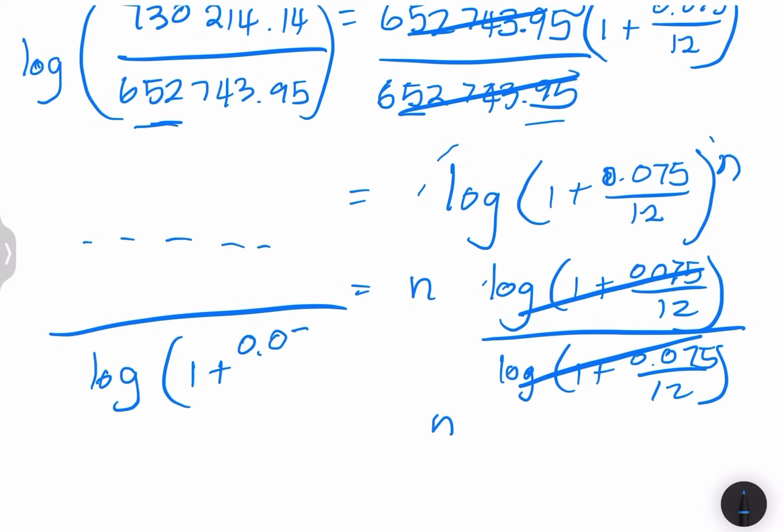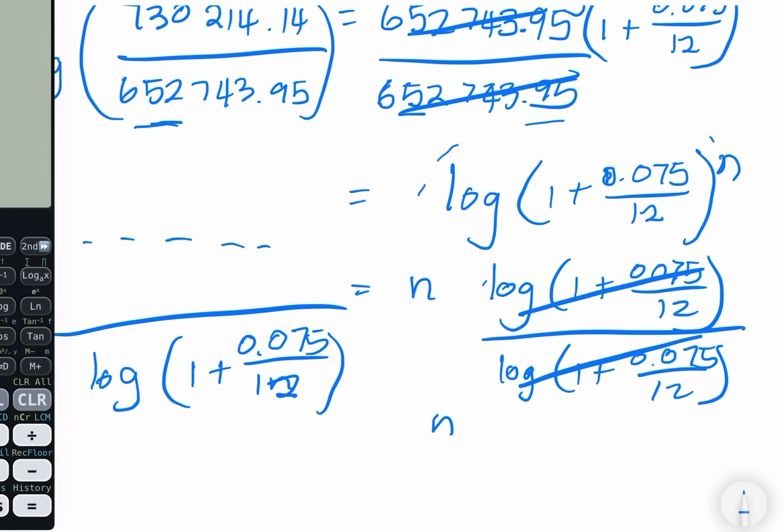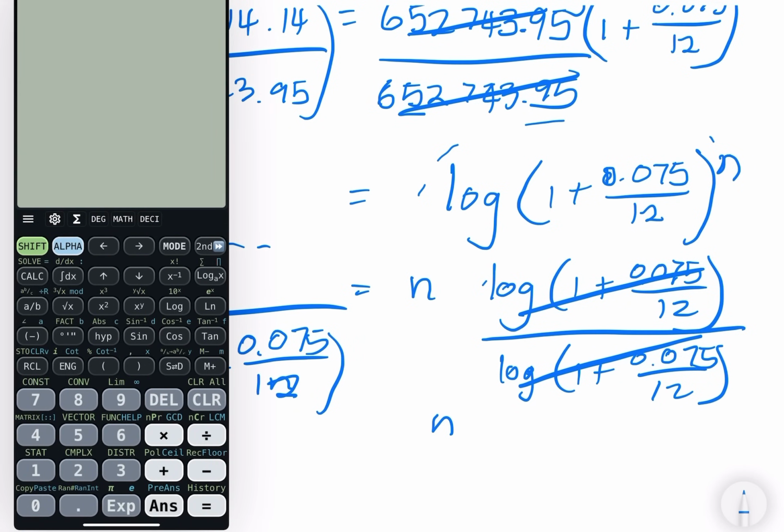Right. So let's just quickly try and work it out. Sorry, this is divide by 12, not n. Okay. So now I am going to take the log of 730,000. So that's 730,000.